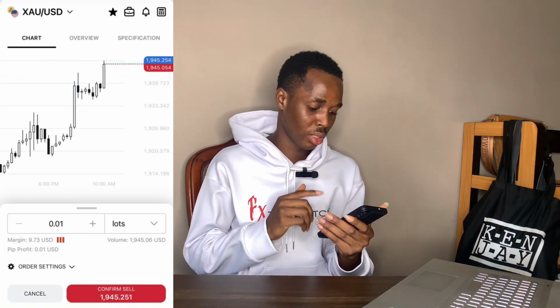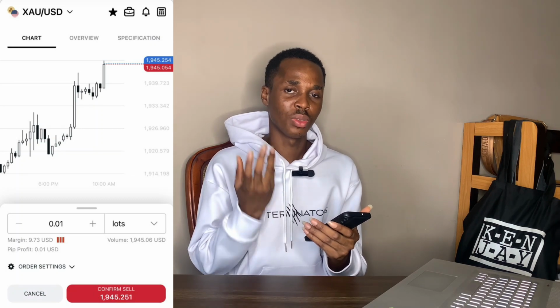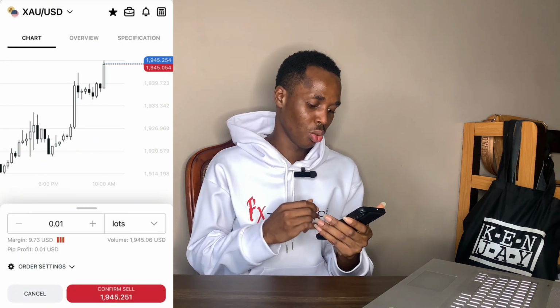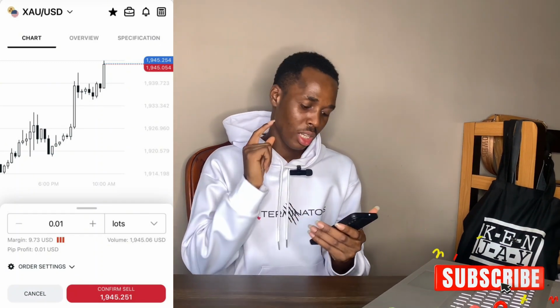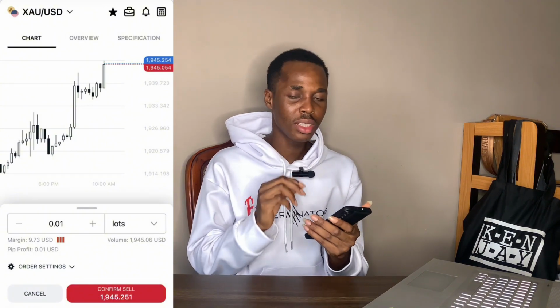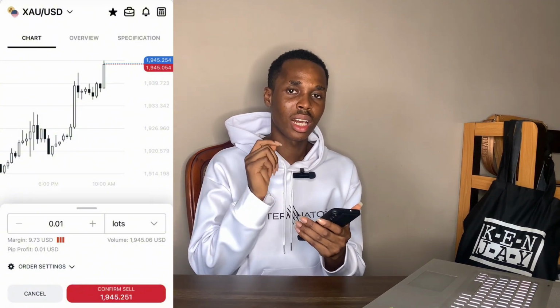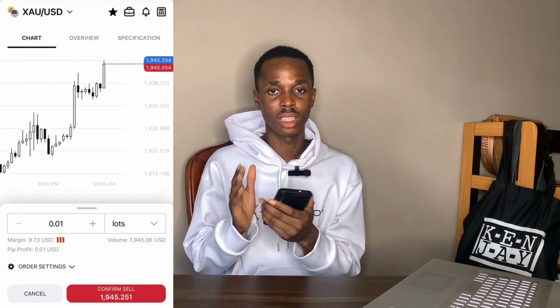So now the reason why I'm saying this is this. On your screen, you're going to see that on gold, we wanted to buy using a lot size of 0.1 lot size, right? So our required margin was $9.73. If you check beside it, you're going to see 3 red bars. It means the market is very, very volatile at that moment. That is why it's that expensive. Do you understand?